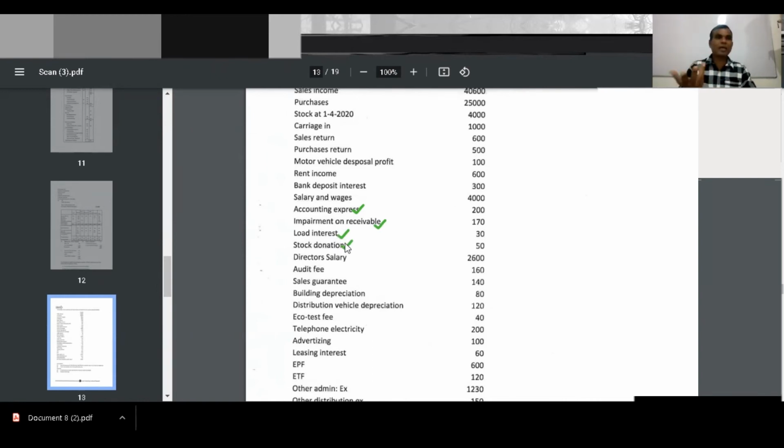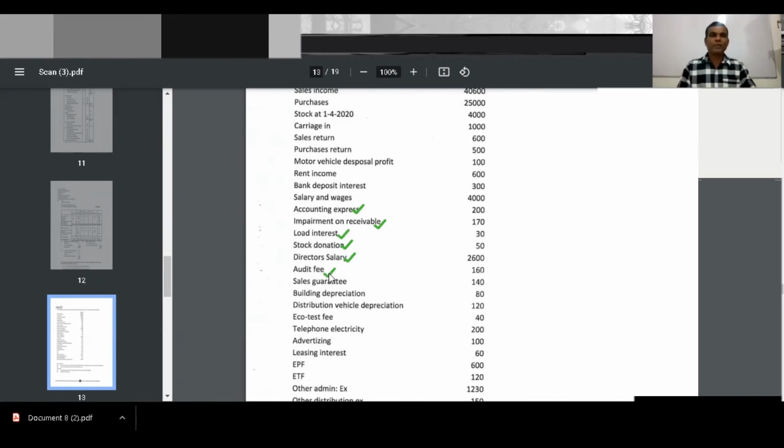Stock donation, a special item. Stock donation is a decision taken by the management. It should be known by the shareholders, because the managers have taken a decision, but it affects the shareholders, the owners of the business. Though it is an expense, no matter, it should be disclosed. Director's salary. Director's salary can be decided by the board of directors. Their own salary can be decided by themselves, so it should be revealed. It should be known by the outside owners of the business, so director's salary should be disclosed.